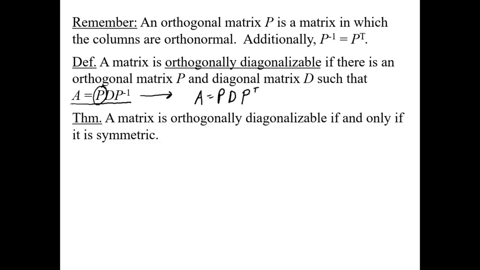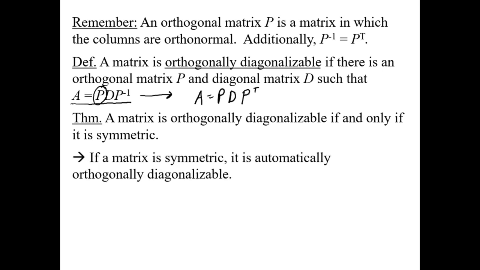A matrix is orthogonally diagonalizable if and only if it is symmetric. That's interesting. The only matrices that are orthogonally diagonalizable are the matrices that are also symmetric. Those are the same thing. Orthogonally diagonalizable and symmetric are interchangeable. If a matrix is symmetric, it is automatically orthogonally diagonalizable. We don't have to check. We know it right away.